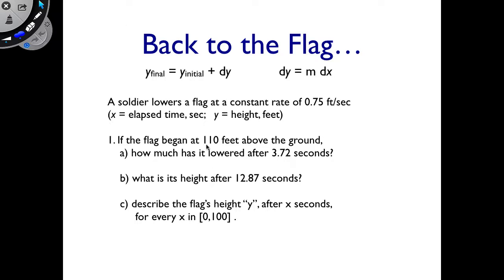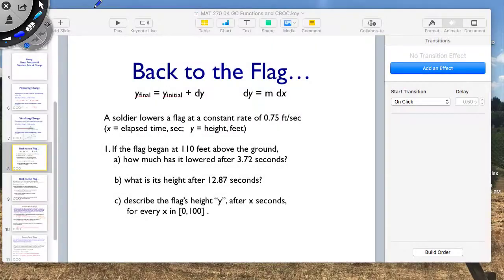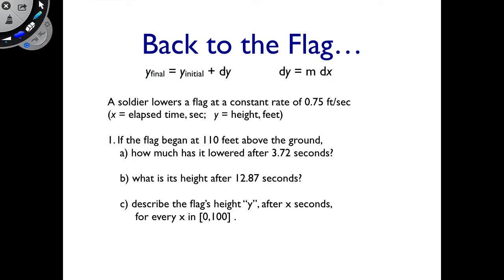So if the flag began at 110 feet above the ground and we're asking how much it had lowered after 3.72 seconds, what quantity did we decide this was asking us for? x, dx, y, or dy? If it's how much has the flag lowered after 3.72 seconds, that's a dy. It's not a value of y, right? y is asking for its height. This is a dy. It's asking how much its height has changed, how much it has lowered during 3.72 seconds. So yes, this is asking us for a value of dy.